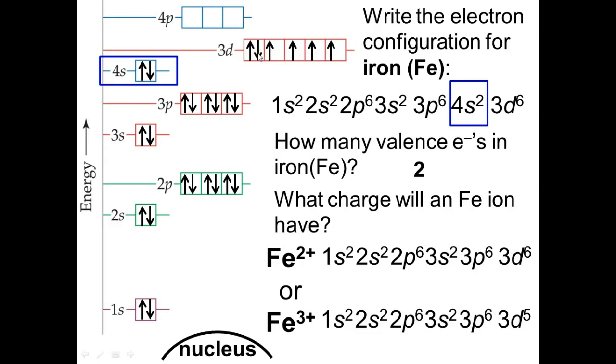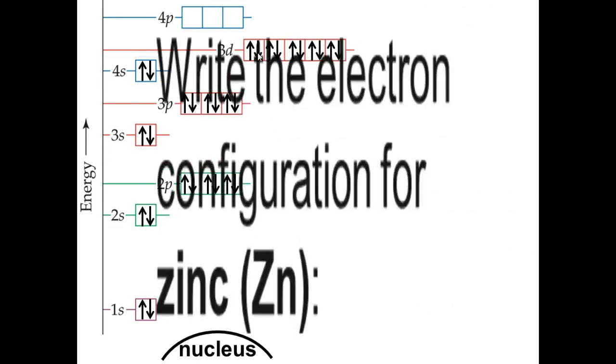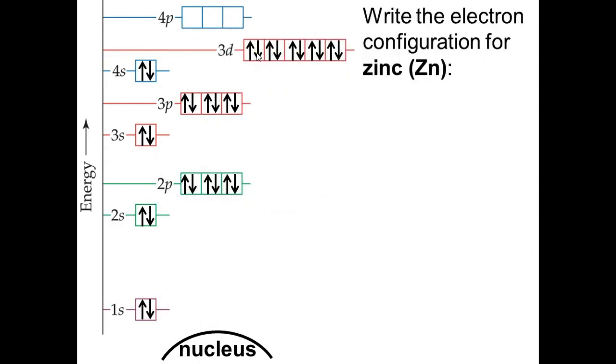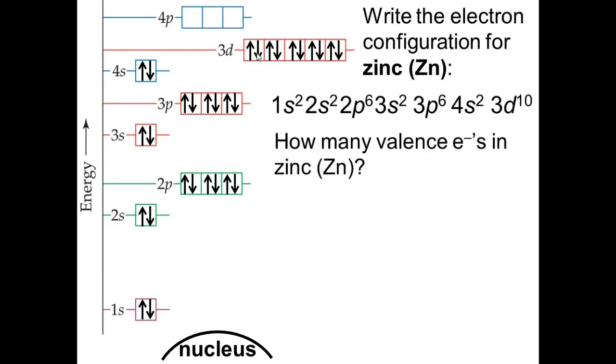And so let's look at the next element, which is zinc. The configuration is 1s2, 2s2, 2p6, 3s2, 3p6, 4s2, and 3d10. And then how many valence electrons does zinc have? It has 2 valence electrons, and you can see from the ring.